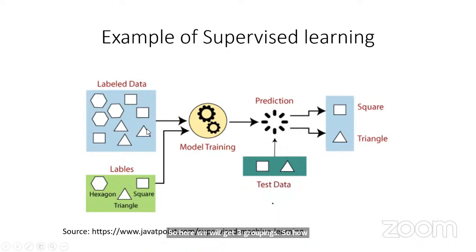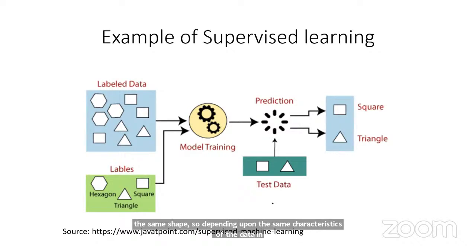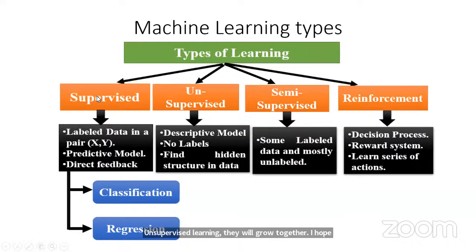So how does the unsupervised learning work? In unsupervised learning, the model will learn that the 4 edges shape should be grouped together, should be made into one collection. So they don't know whether it is square, triangle, or hexagon, but they know that they are having a same shape. So depending upon the same characteristics of the data, in unsupervised learning, they will group together. I hope you understood now what is supervised and unsupervised.